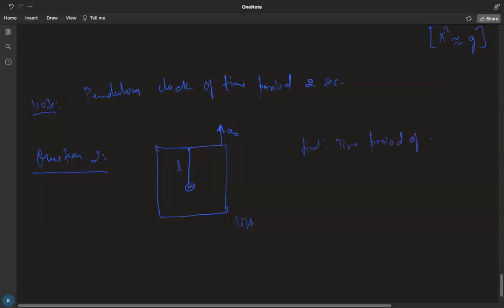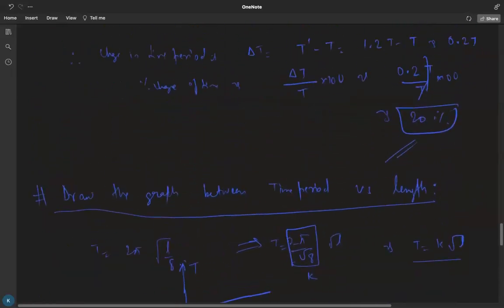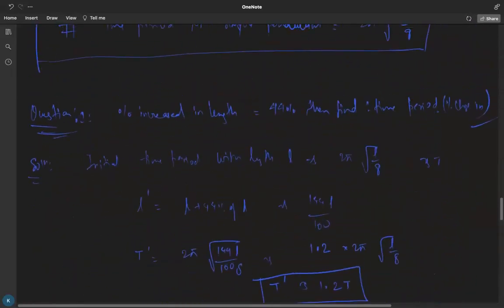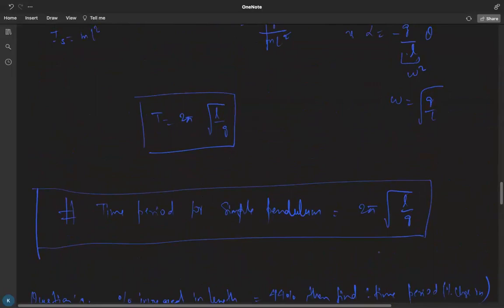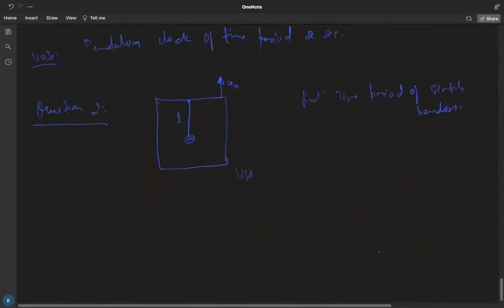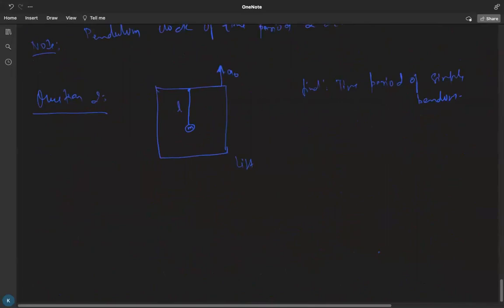period of the simple pendulum, because it's a simple pendulum, but right now it's attached in the lift. Now you have to find its time period. Is it equal to 2 pi root under L by g as we derived earlier, or is its value something different? You have to find it out. Now I attach the same simple pendulum to the ceiling of the lift.